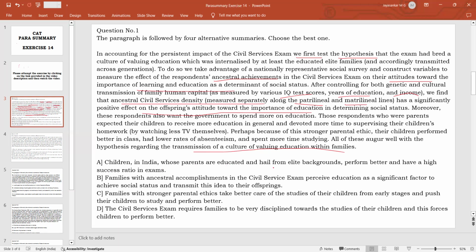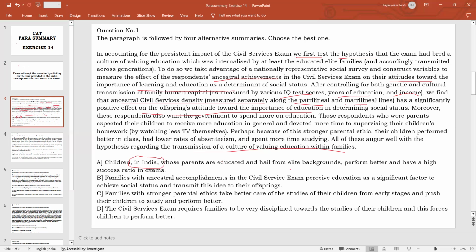Option A: children in India whose parents are educated and hail from elite backgrounds perform better and have a high success ratio. Here, the first problem is India. The passage is nowhere saying that we are talking about India, because there is no mention of India. The civil service exam is an exam conducted in India also, but this exam was actually designed by the British to select eligible candidates who can assist them in administering the countries which were colonized by the British. So this was a British system, and they implemented it in all the British colonies. So you cannot say that we are talking about India, as the passage does not mention India anywhere. So that is the first problem.